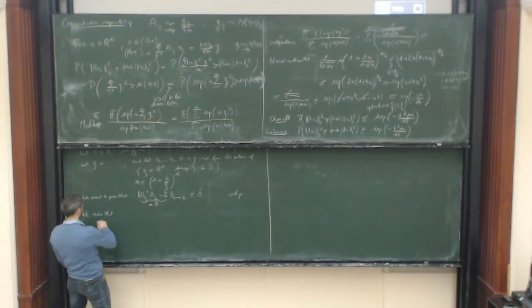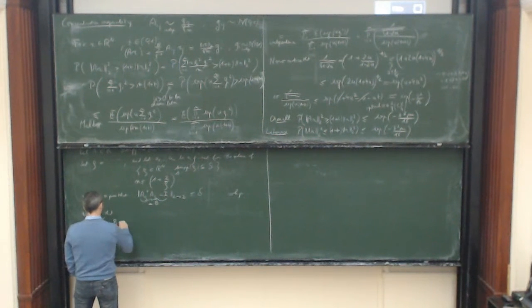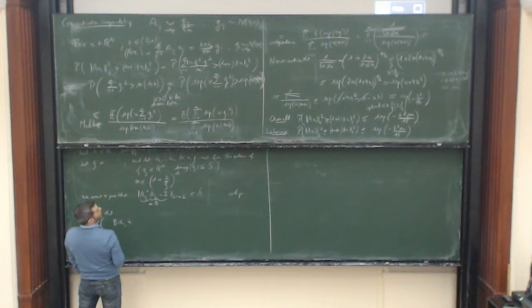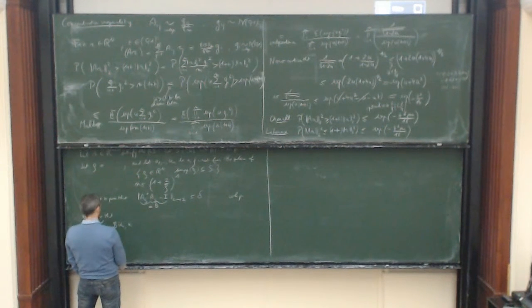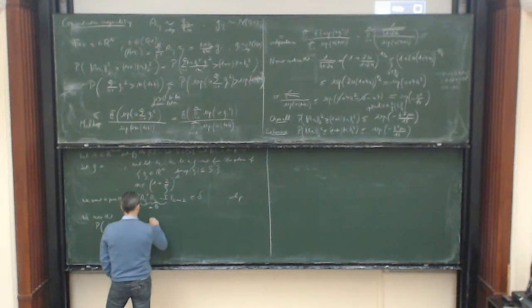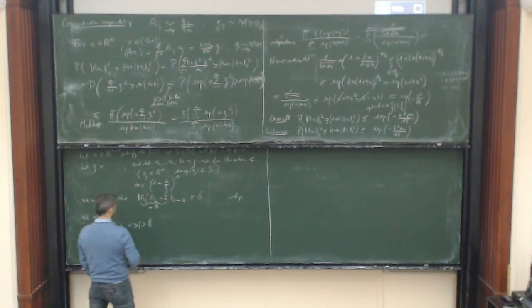Okay, let me write it in this way: the probability that B of UI, and did I say I work on the sphere? Yeah. I'm going to take T here. T is probably going to be delta over 2 in the end.